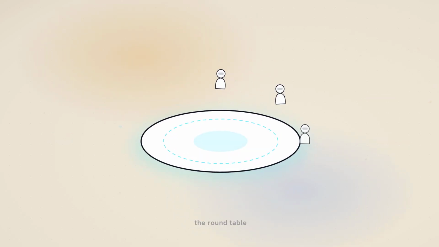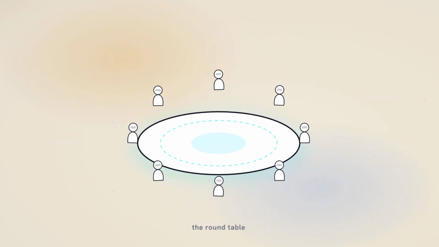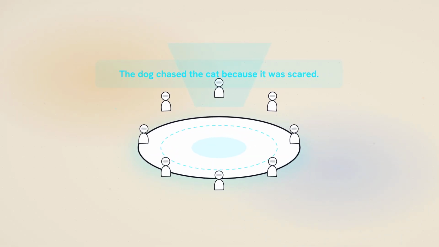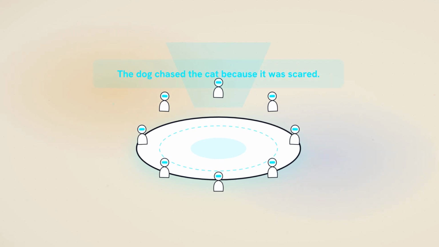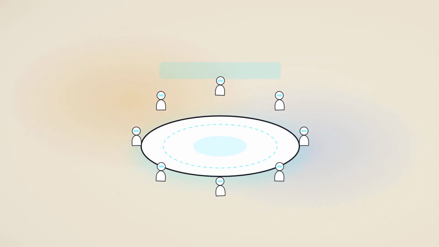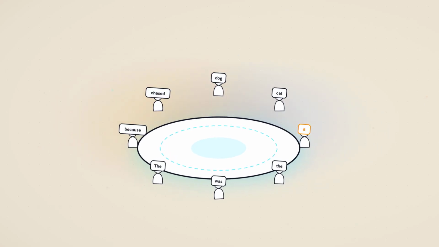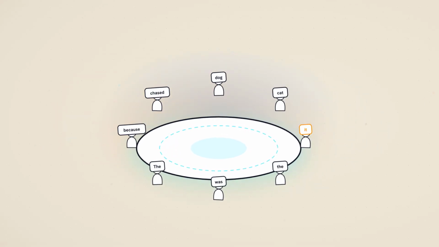Forget the tech for a second. Picture a big table with a group of people sitting around it. You hand them one sentence to work out together. Nobody reads it word by word. Everyone reads the whole thing at once. Now give each person one word to hold. One holds dog, one holds cat, one holds it.